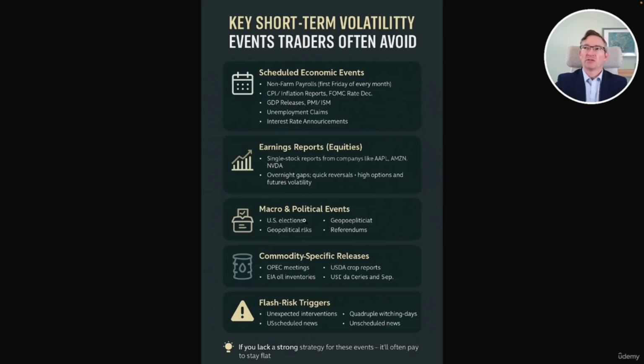Also, macro political events. If you've got a big US election coming up, if there's a lot of geopolitical risk going on, referendums, then stay out of those individual stocks. There's also commodity-specific releases. If you're trading oil and there's a big OPEC meeting coming, then obviously you would want to be aware of that. EIA oil inventories, that data is released each week on a Wednesday. So any oil trading that's been done on a short-term technical basis, you have to be aware of that oil inventory report. The private data comes out Tuesday, the night before, and the official data from the EIA comes out on Wednesday.